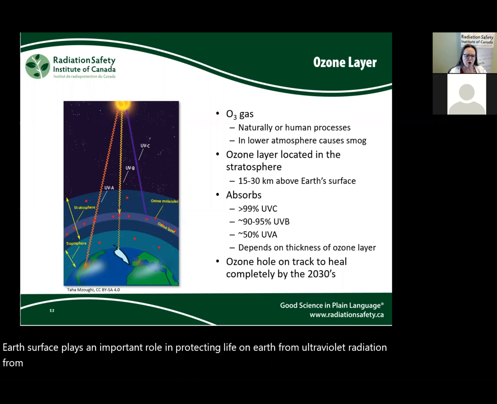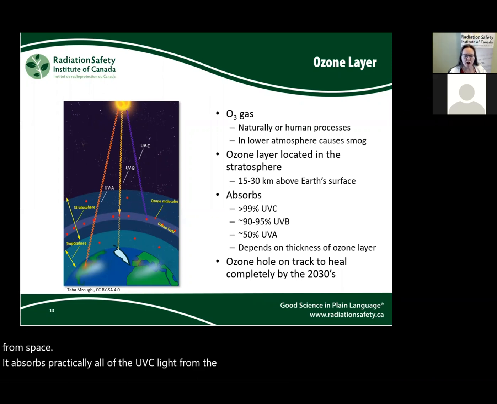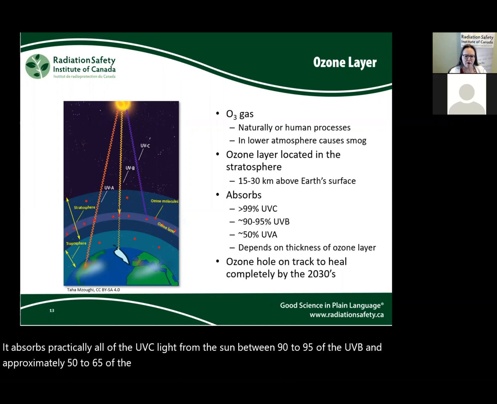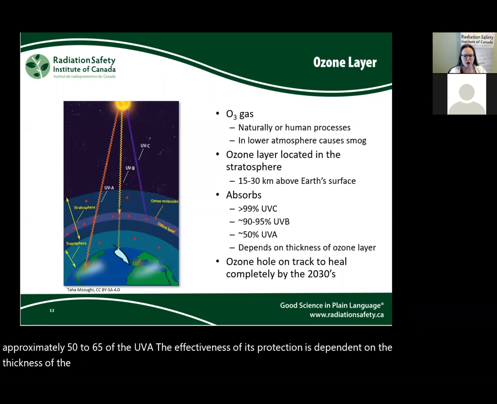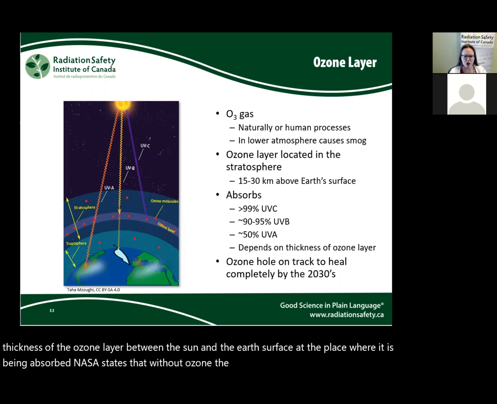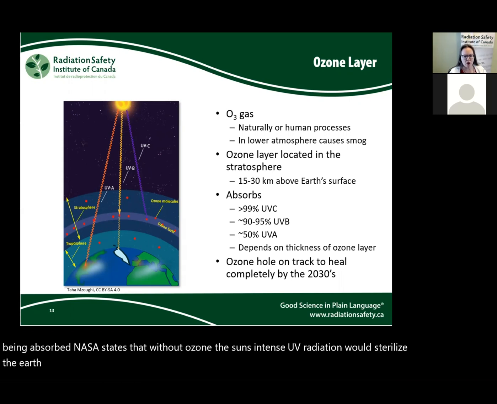It absorbs practically all of the UVC light from the sun, between 90 to 95% of the UVB, and approximately 50 to 65% of the UVA. The effectiveness of its protection is dependent on the thickness of the ozone layer between the sun and the Earth's surface at the place where it is being absorbed. NASA states that without ozone, the sun's intense UV radiation would sterilize the Earth's surface. That sterilization would occur due to protein denaturing and DNA damage.